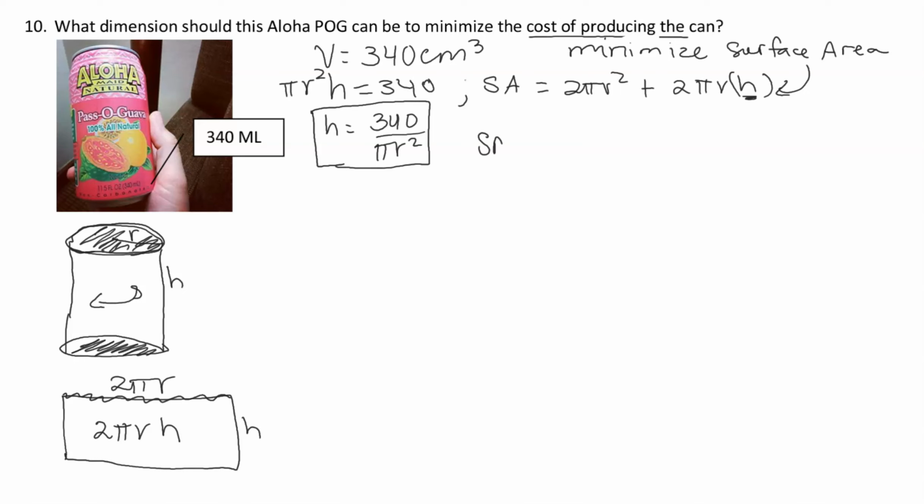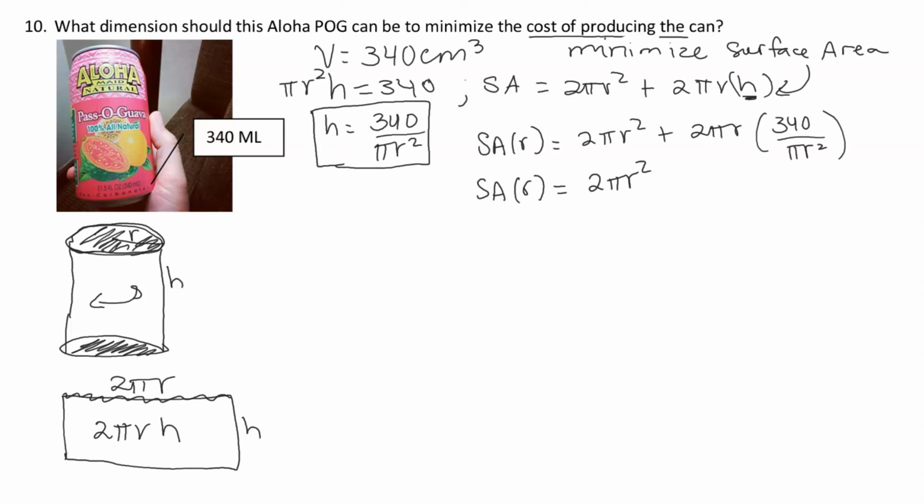So then the surface area in terms of R only is 2 pi R squared plus 2 pi R multiplied by 340 divided by pi R squared. When we reduce that, pi cancels with pi and an R cancels, so the surface area in terms of R equals 2 pi R squared plus 680 divided by R. That's the function that we want to minimize.